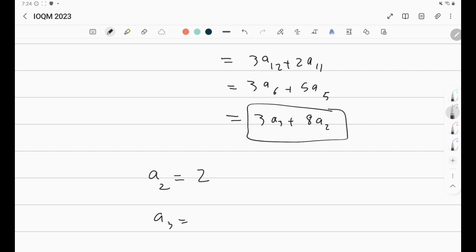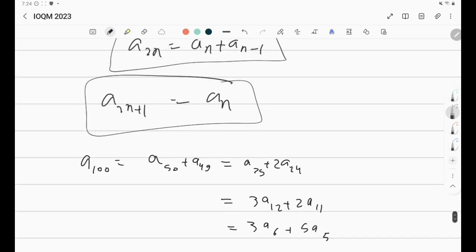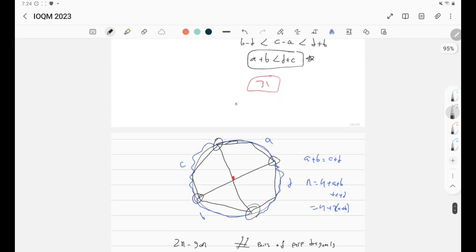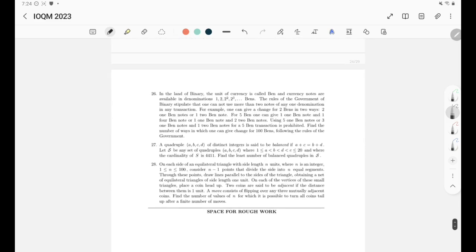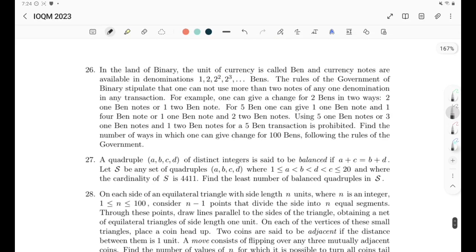And how many ways to represent 3? We can do just 2 and 1. Yeah, that's 2 and 1. So it's just 1. So that means the answer is just 3 plus 8 times 2, and the answer is 19. Okay, nice. As you saw, this question is all about recursion.